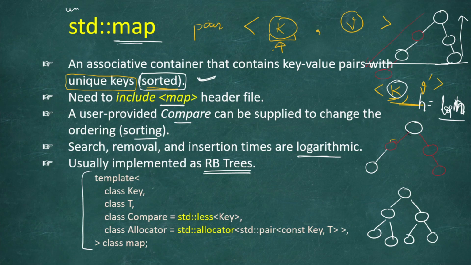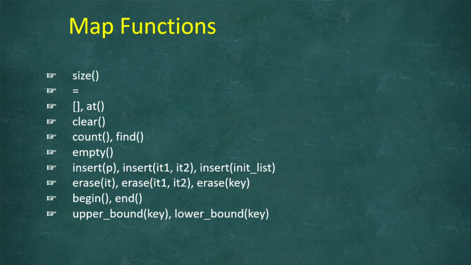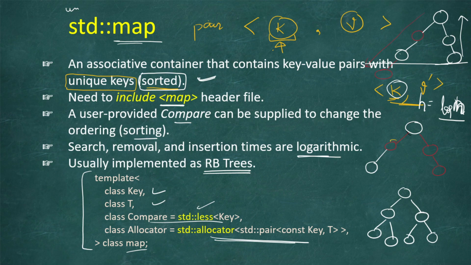And this is the template. We have a key, a type, and a compare. By default it's less, so it will be sorted in ascending order. And an allocator you can also assign. Now let's see some of the main functionality. Size, as usual, you must be familiar with this by this time. It returns the number of key value pairs in the map, or the number of nodes in this tree.